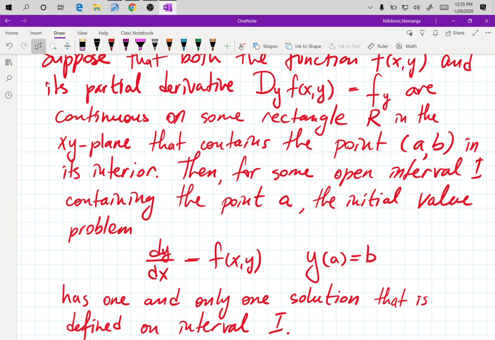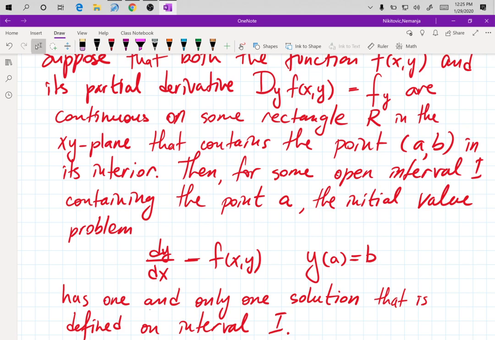So, the type of problem here is they give you a differential equation, and they ask, does the differential equation have a unique solution?